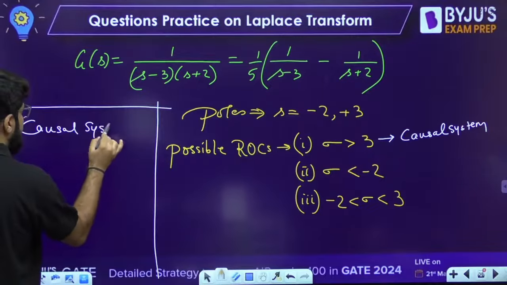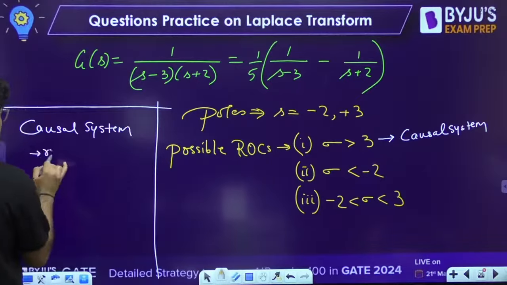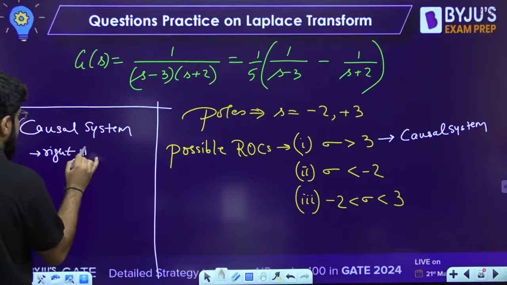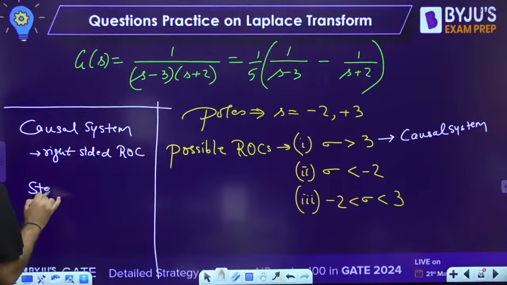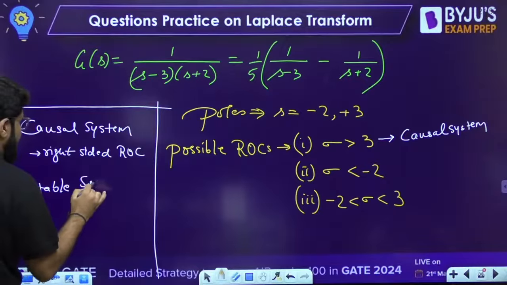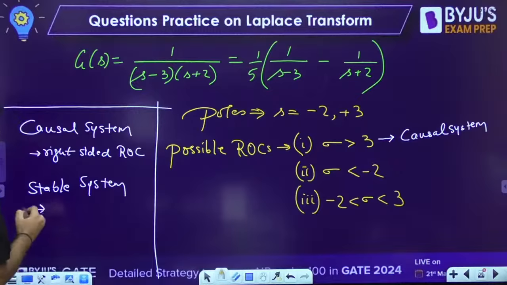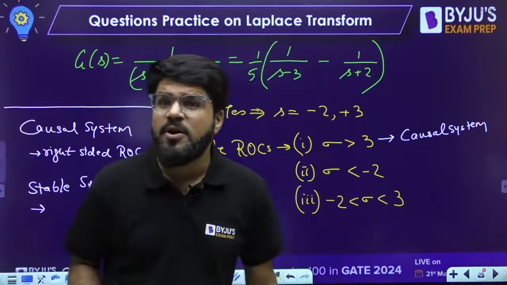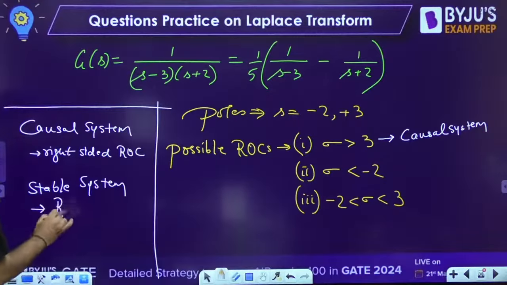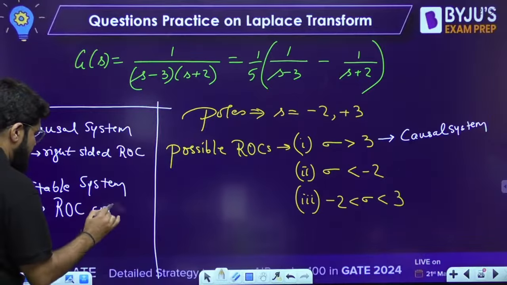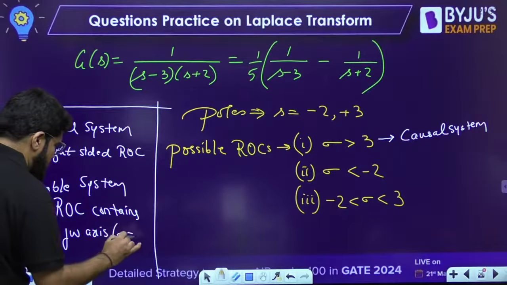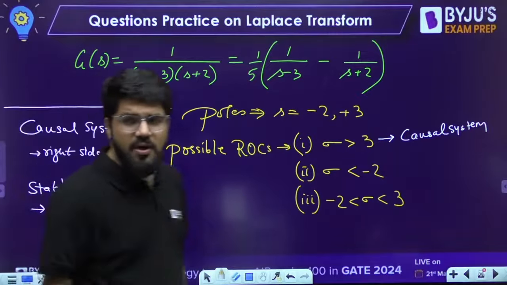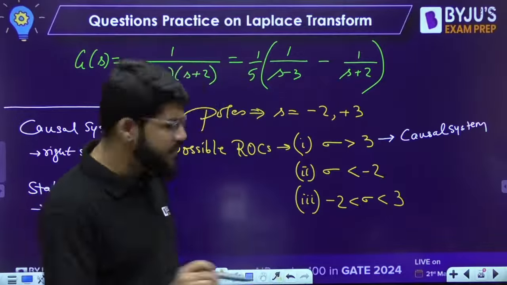So a causal system requires a right-sided ROC. A stable system requires what? A stable system requires a ROC which contains the j omega axis, right? The j omega axis means sigma should be 0. On the y-axis, that is sigma, should be 0.